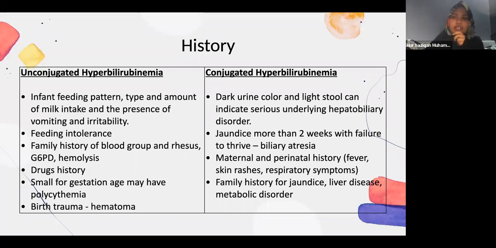So for conjugated, we can ask the parents regarding the baby's stool and urine color to identify whether it is conjugated bilirubin. Some patients with biliary atresia usually have features of failure to thrive, and it presents as prolonged jaundice, so we can suspect this in babies with jaundice for more than 2 weeks. Then also maternal or perinatal history, and family history of jaundice, liver disease, and metabolic disorder.